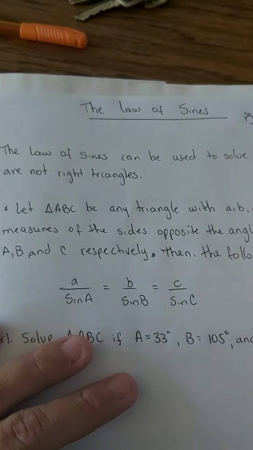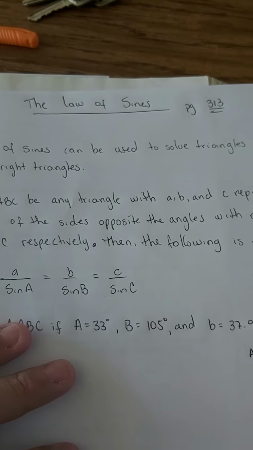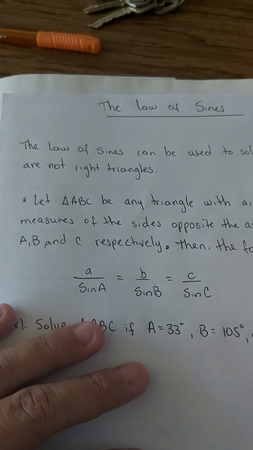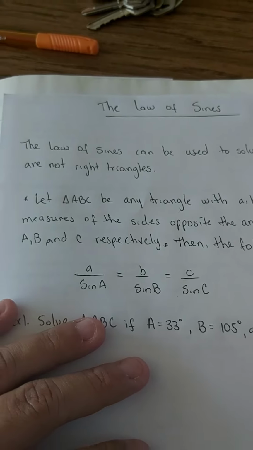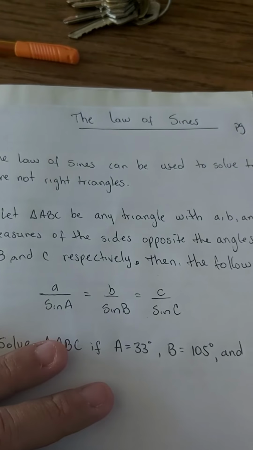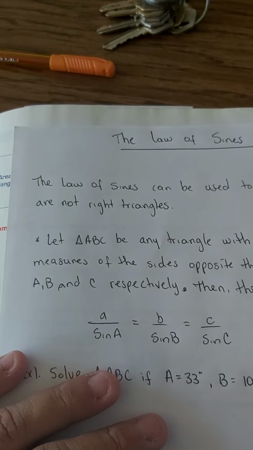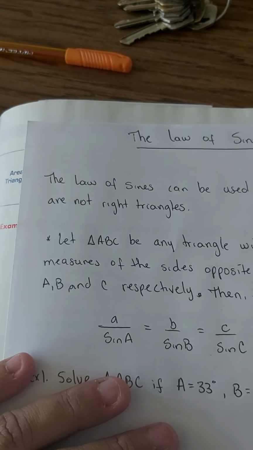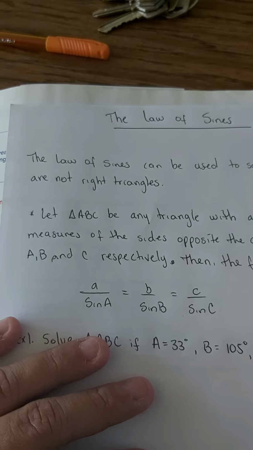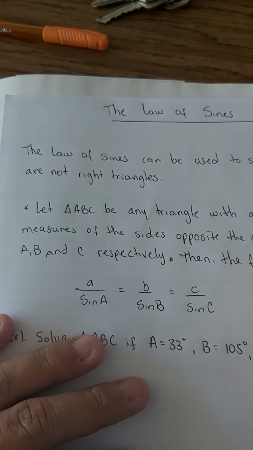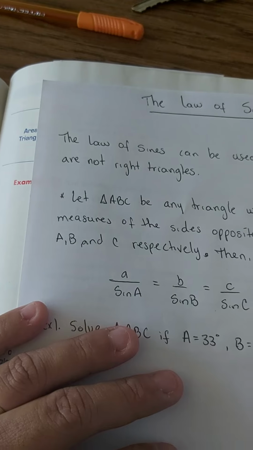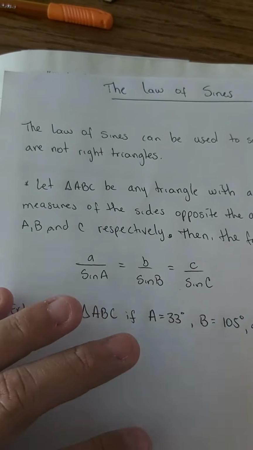So the law of sines can be used to solve triangles that are not right triangles. Okay? So far we have been working with right triangles, triangles that have a right angle, an angle that measures 90 degrees. Now we're going to be solving any other triangles that are not right. So that means we're going to be solving acute triangles or obtuse triangles, right?